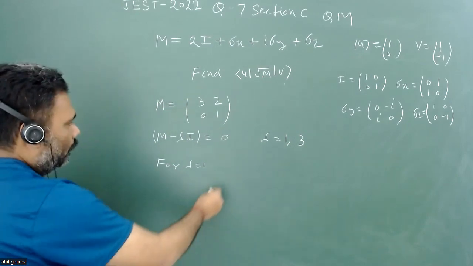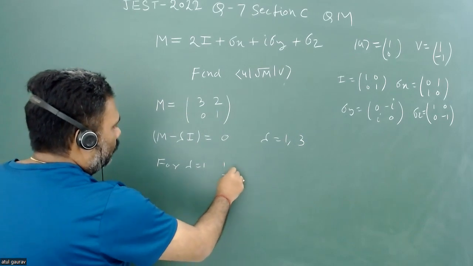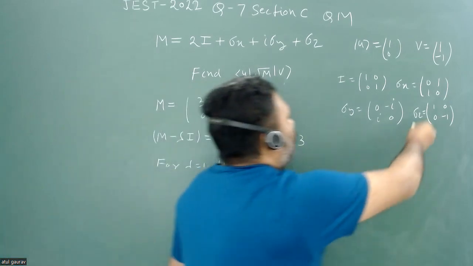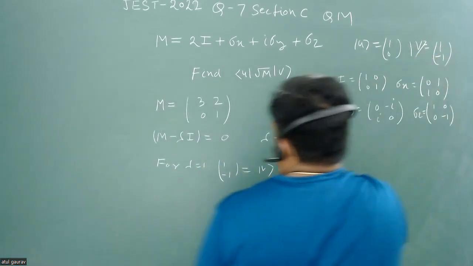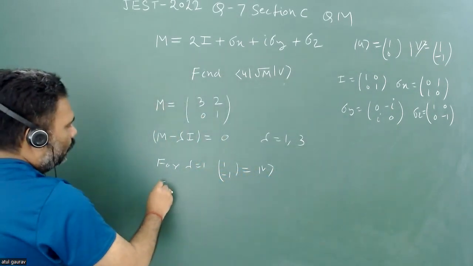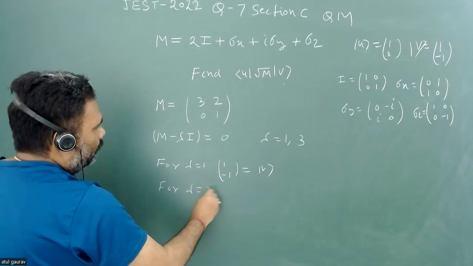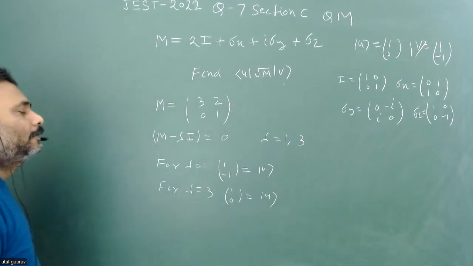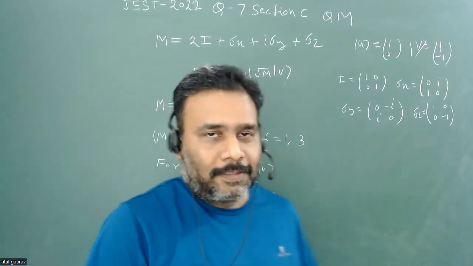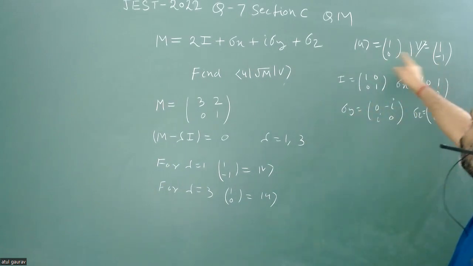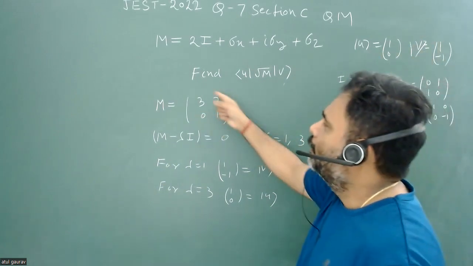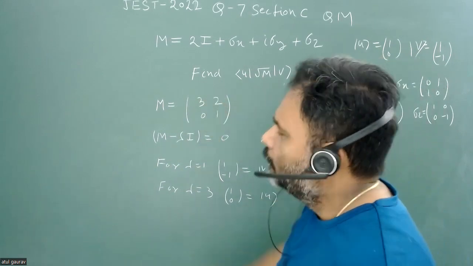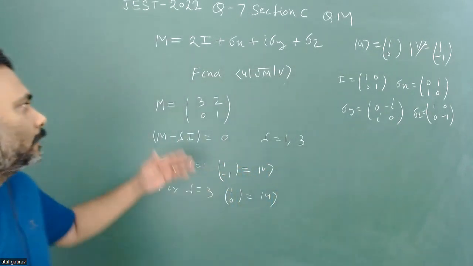So for lambda equal to 1, we have the eigenvector 1 minus 1. So this 1 minus 1 is exactly this v ket. So we can write it in ket form. So this is just the v ket. And for lambda equal to 3, we have the eigenvector 1 0, that is exactly the u ket. So this is very nice information that these column vectors are nothing but the eigenvectors of this particular matrix M, and the eigenvalues are non-degenerate, so it can be easily diagonalized.